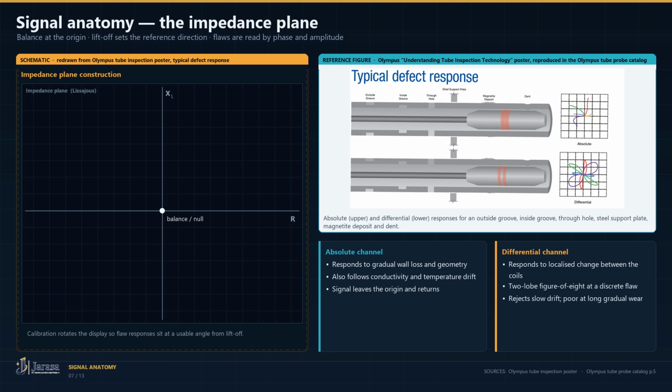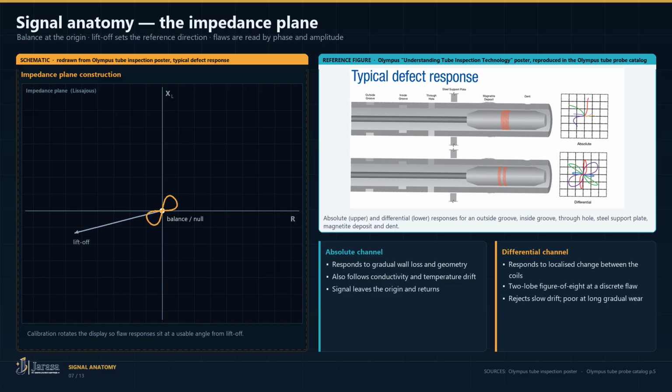The Lissajous is an impedance plane. Horizontal is resistance, vertical is inductive reactance. Balancing puts the operating point at the origin. Lift the probe and the point runs along the liftoff trajectory. That direction is your reference, and calibration rotates the display so flaw signals sit at a useful angle from it.